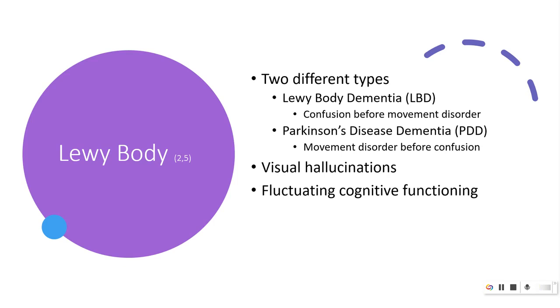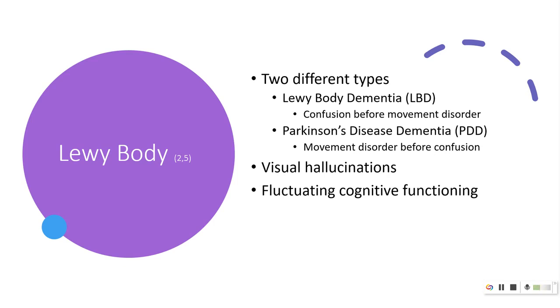With Parkinson's disease dementia, the movement disorder occurs first, and then the confusion occurs later on in the disease process. So they both, Lewy body dementia and Parkinson's disease dementia, have similar cognitive issues. They have some physical issues such as falls, a sleep disorder, and then some behavior changes.